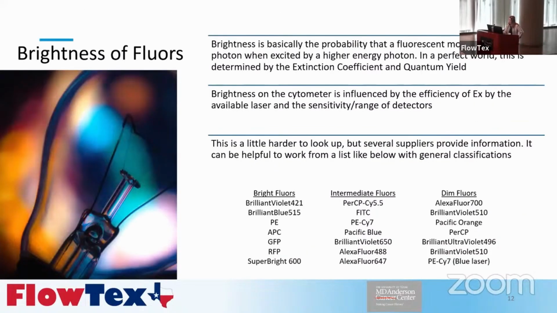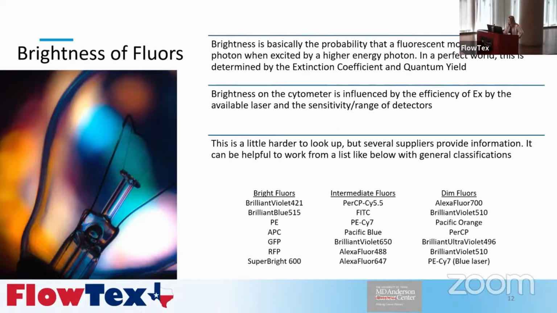Okay, so fluorochrome brightness. Brightness is the next thing you need to start to consider. It's basically the probability that a fluorescent molecule is going to emit a photon when it's excited. In a perfect world of just physics, this is determined by the extinction coefficient and the quantum yield. Unfortunately, we don't live in a perfect world, in case no one has noticed.